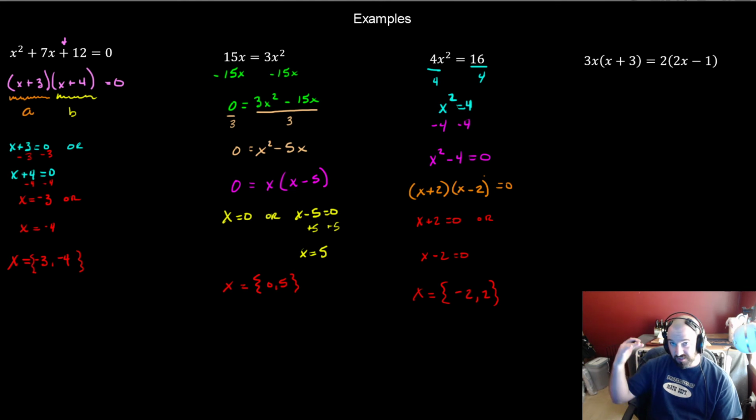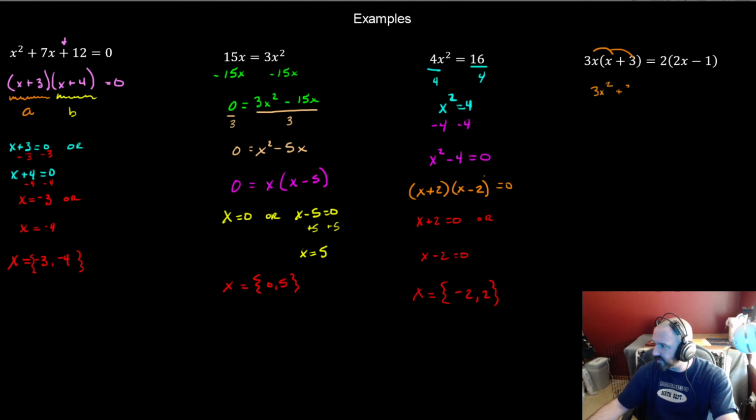This kind of goes into that little aside that I mentioned after step 1. I said, oh, by the way, some polynomials, make sure you expand everything out. Expand this out to start with, just to make your life a little easier. 3x squared plus 9x is equal to 4x minus 2.